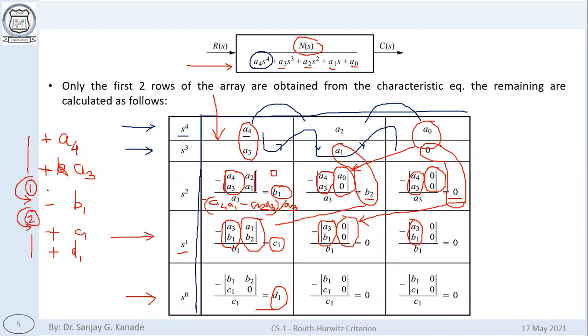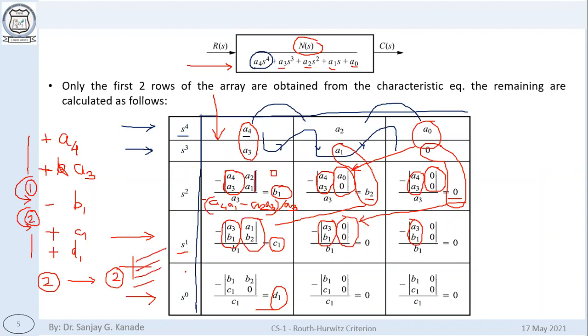So if this is the case, how many roots are on the right hand side? There will be 2 roots on the right hand side. The number of sign changes: if there are 2 sign changes in the first column, it means that 2 roots are on the right hand side. Means where? On this side.